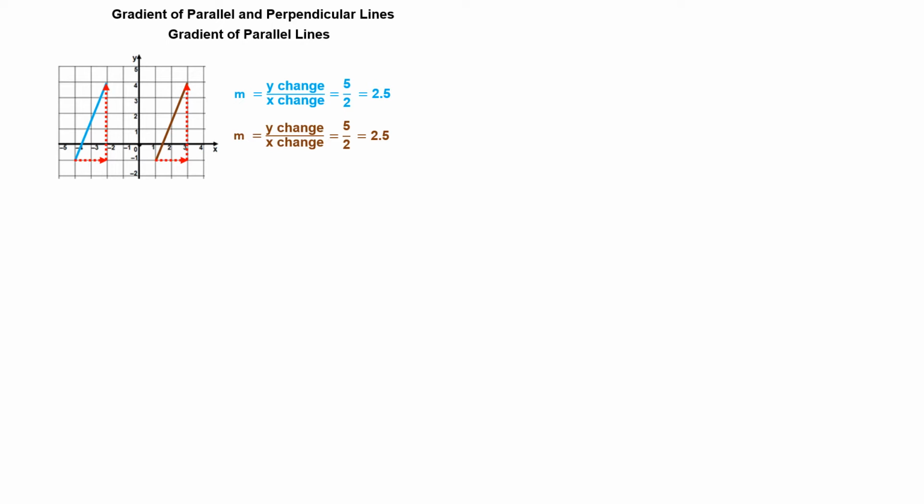Since slope measures the steepness of a line, it seems reasonable that parallel lines should have the same slope. Two lines are parallel if and only if they have the same slope, therefore equal gradient.